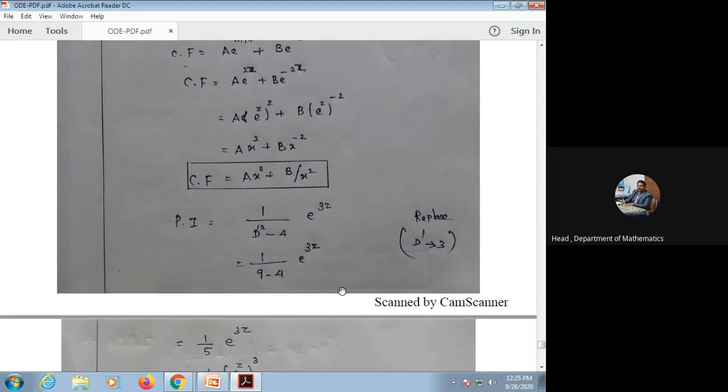So in this session, we saw first order and higher order linear differential equations and how to solve these equations with different methods.